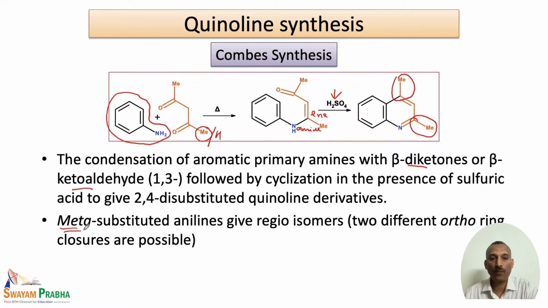And when we have a meta-substituted aniline, that means when we have some substituents on this position or some substituents on this position, they lead to regioisomers. That means two different ortho ring closures are possible. The cyclization can happen at this position or it can happen at this position. So based on that we end up with regioisomers when the Combes synthesis is carried out.